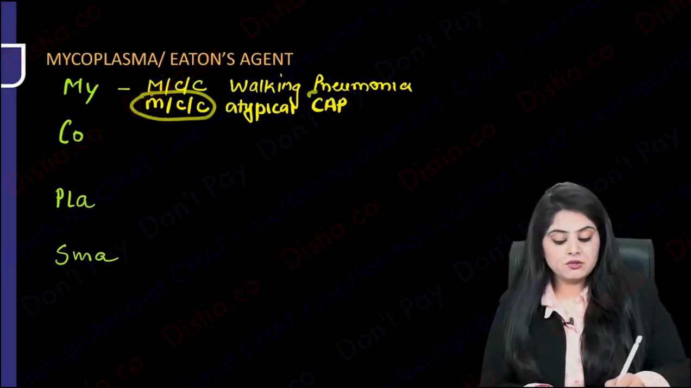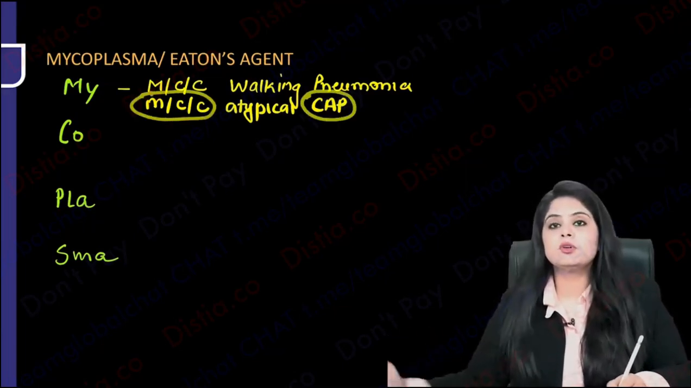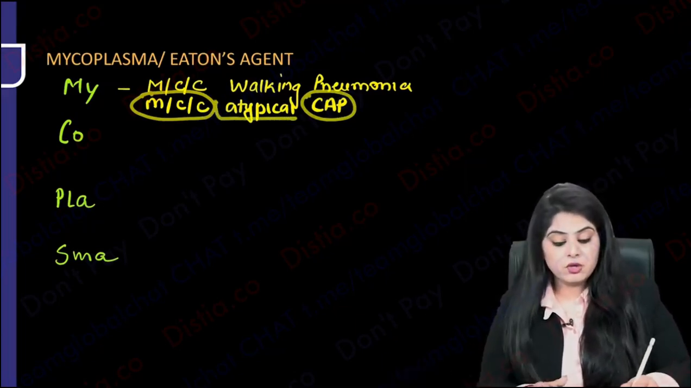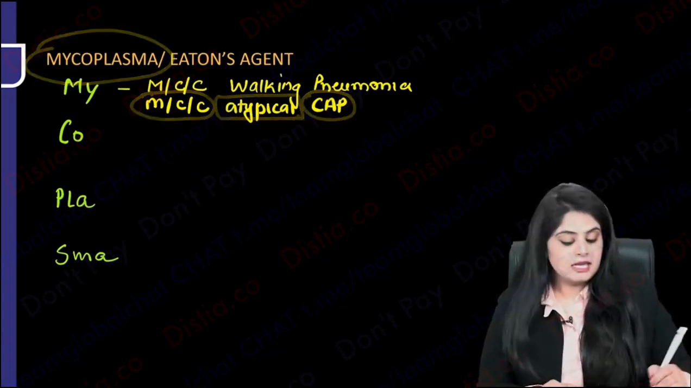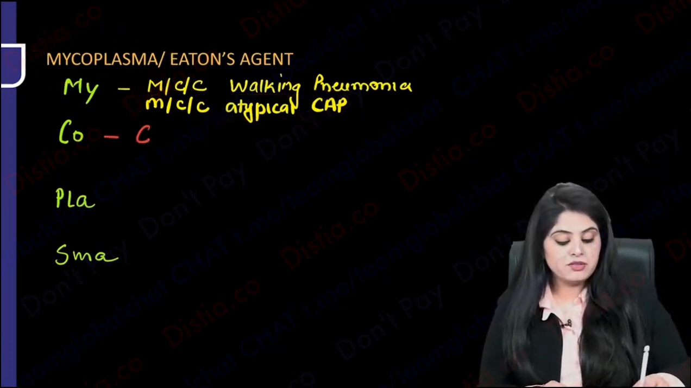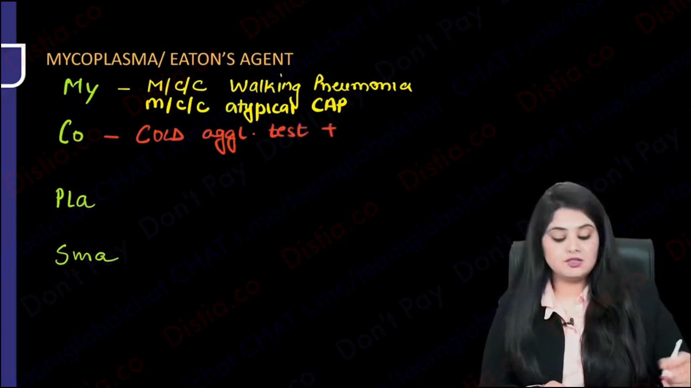The most common cause of community acquired pneumonia would be Streptococcus pneumoniae, but the most common cause amongst the atypical bacteria causing it is going to be mycoplasma. Now coming to CO, it is going to be for cold. It shows you a cold agglutination test. It is cold agglutination test positive.